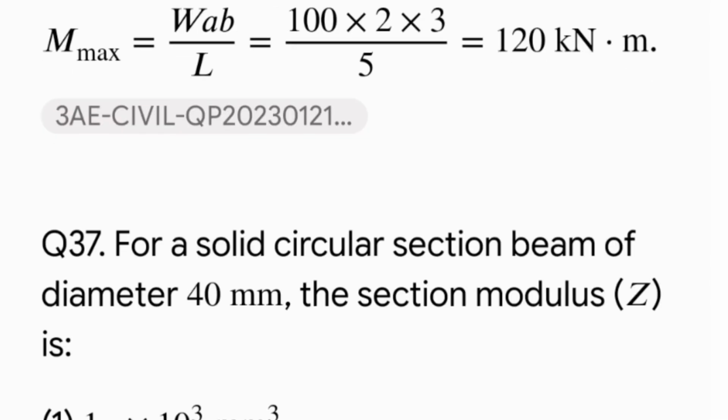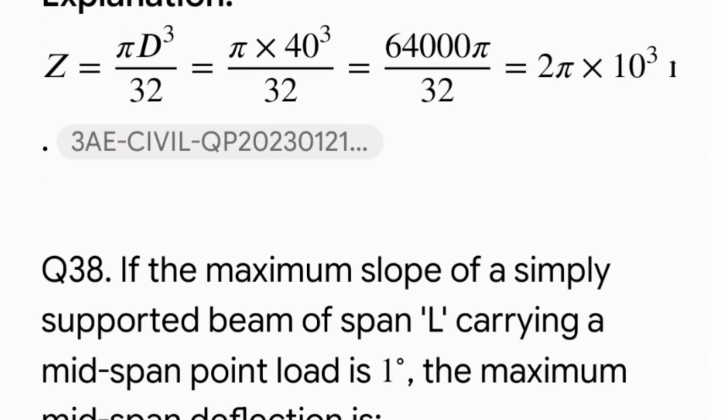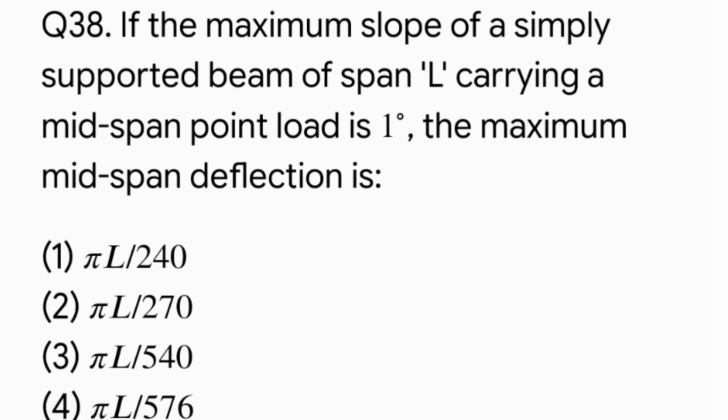Next question. For a solid circular beam section of diameter 40 mm, the section modulus is. Correct answer option 2, 2 pi into 10 to the power of 3 mm. Next question. If the maximum slope of a simply supported beam of span L carrying a midspan point load is 1 degree, the maximum midspan deflection is. Correct answer option 3, L by 540.